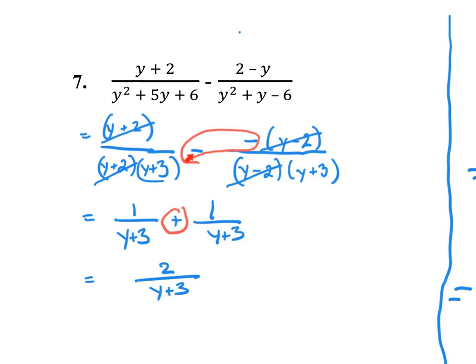One thing you just want to take a look at is that these two minuses here are going to make one big fat plus there. So you ended up with 2 over y plus 3.